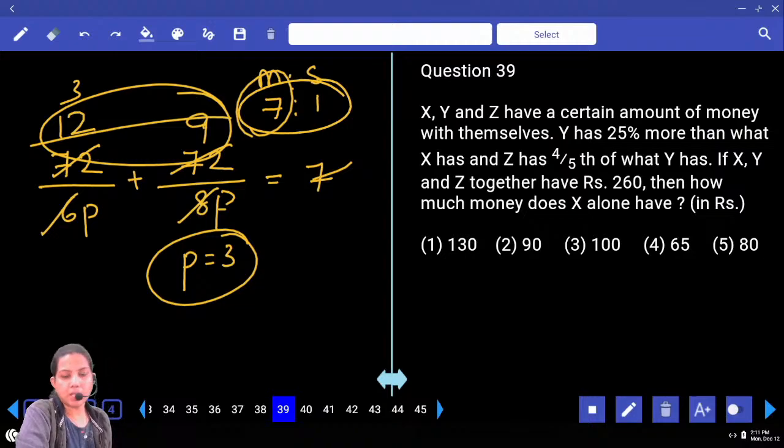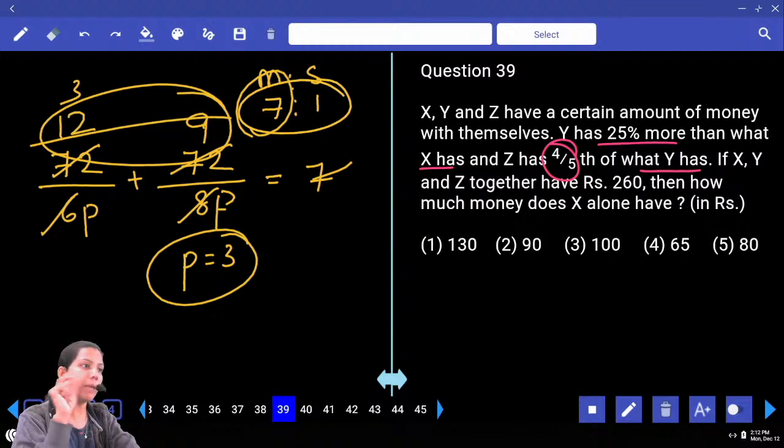Okay, now next, question number 39. X, Y and Z have a certain amount of money with themselves. Y has 25% more than what X has. Y is 25% more compared to X. Y depends on X. Next, Z has 4/5 of what Y has. First statement, Y depends on X. Second statement, Z depends on Y. Y depends on X, Z depends on Y. Z depends on whom? Y depends on whom?